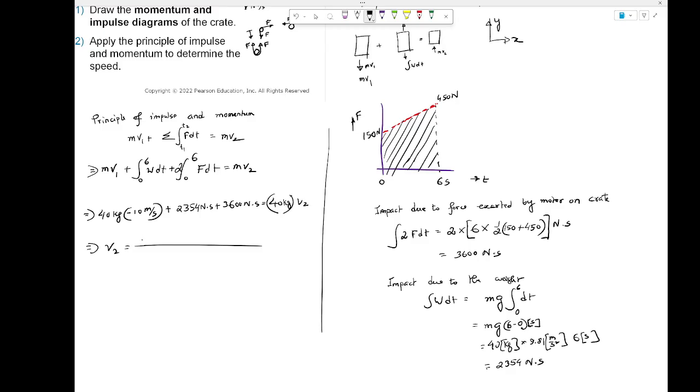So you're going to have 2354 plus 3600 minus 400. The whole thing can be written as Newton second, right? It's the same thing. And then you divide it by 40 kg. Okay. And we've seen before how this Newton second becomes meter per second. So what is the V2 value found? 138.85. That's your final result.